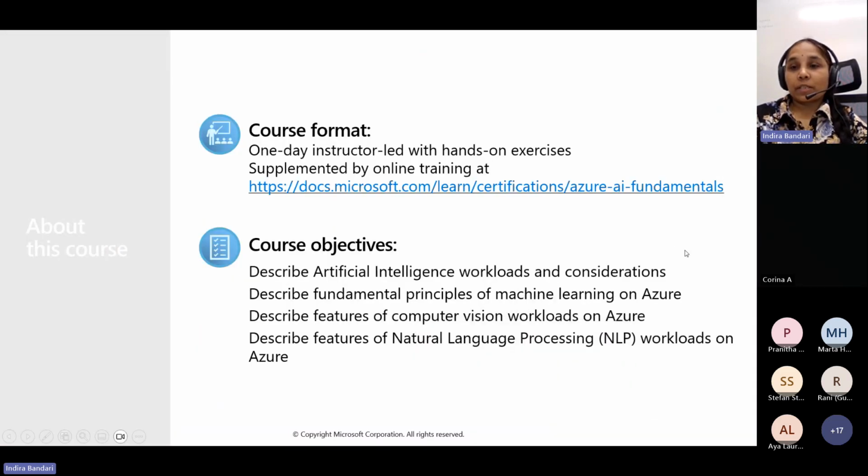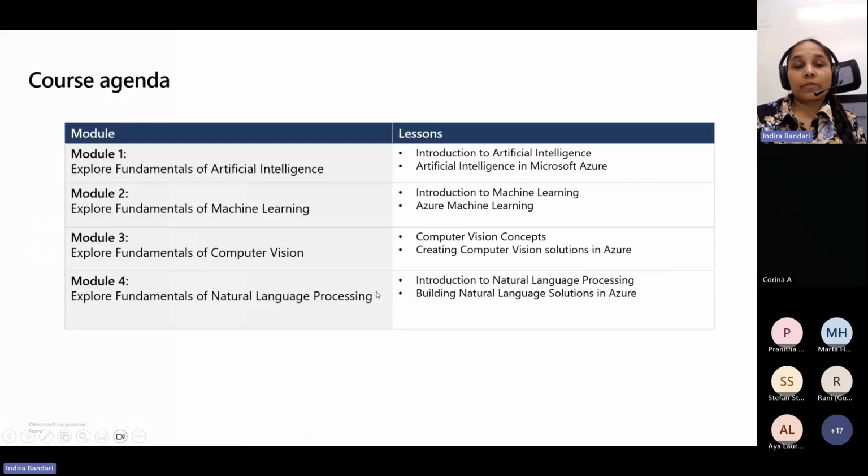So the main course objectives, as I showed you, will be to know more about artificial intelligence workloads and considerations, fundamental principles of machine learning on Azure, features of computer vision workloads on Azure, and features of NLP, which is natural language processing workloads on Azure. So these four will be covered. The first two will be covered today, and the next two will be covered tomorrow. So these are the modules, and for each of the modules, we will have labs, and we all can do the labs.